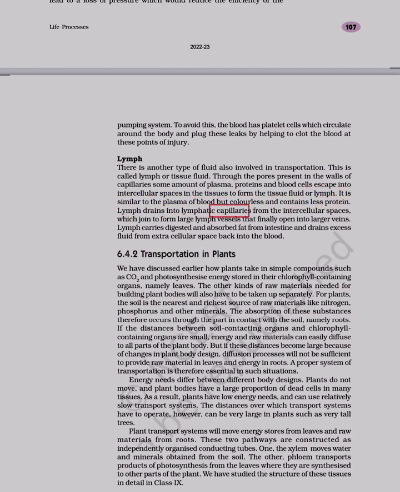Lymph drains into lymphatic capillaries from the intercellular spaces, which join to form large lymph vessels that finally open into larger veins. Lymph carries digested and absorbed fat from intestine and drains excess fluid from extracellular space back into the blood. 6.4.2. Transportation in plants.